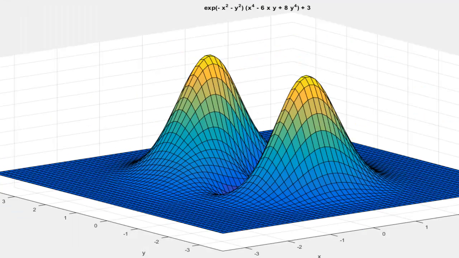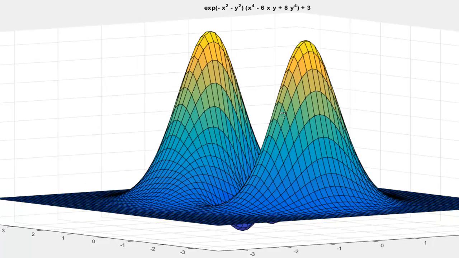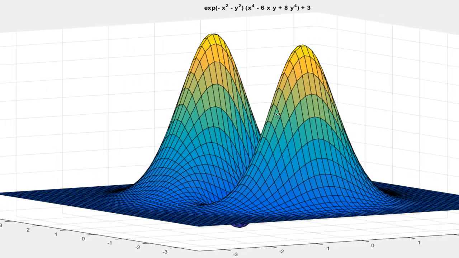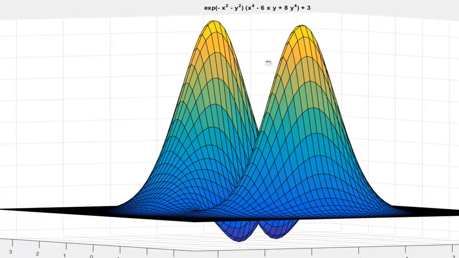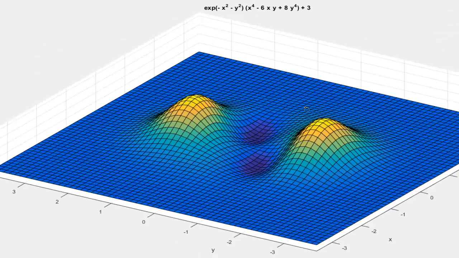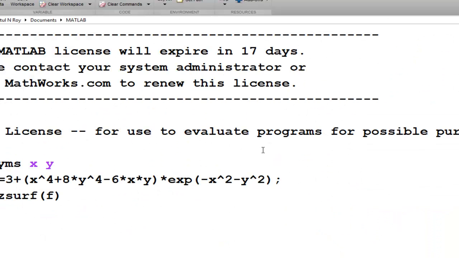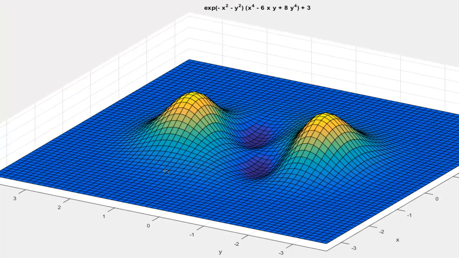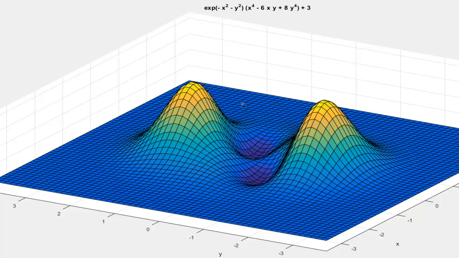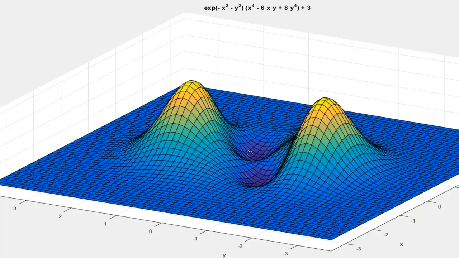So here is a graph for x from negative 3.5 to positive 3.5 and y from negative 3.5 to positive 3.5, and in this rectangular domain what we find is that there are two maximum values, two minimum values, and then we have a saddle point. Now we would like to obtain the approximate values of the max and the min.